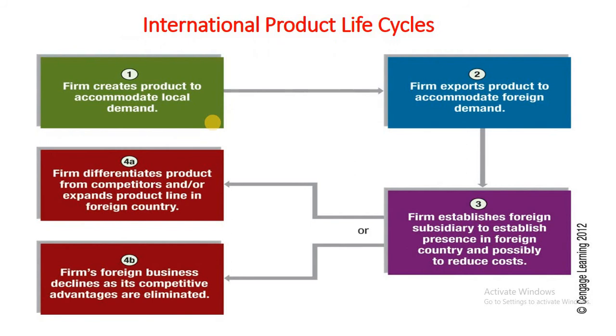Now, let's look at the international product life cycle. First of all, firms create a product to meet local demand. Then number 2, firms export the product to fulfill foreign demand. Then firms usually establish foreign subsidiaries to establish their presence in a foreign country, and in the meantime to reduce cost. And there are two options: the firm will differentiate its product from competitors or expand its product line in foreign countries, or the firm's foreign business will decline as a result of high competition or as its competitive advantages are eliminated.